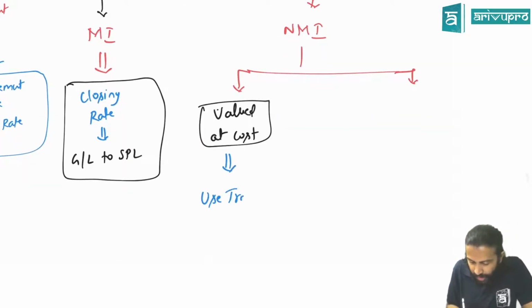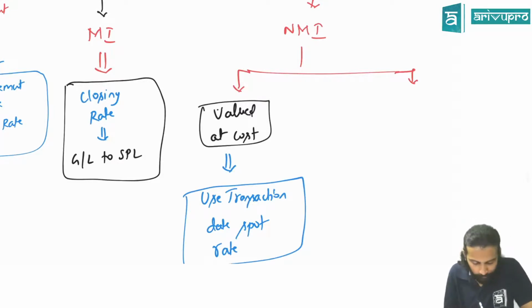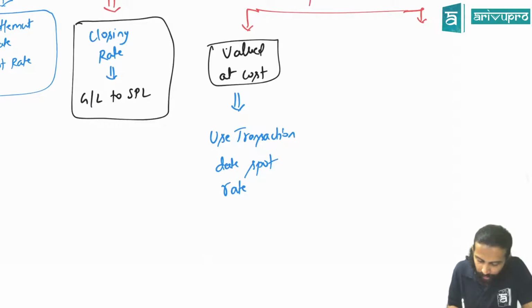use the transaction date spot rate. Use the transaction date spot rate. Meaning whatever value you would have initially converted using the transaction date spot rate, use that only, and no gain or loss will come. No gain or loss. No G/L. Okay, can I write this way?